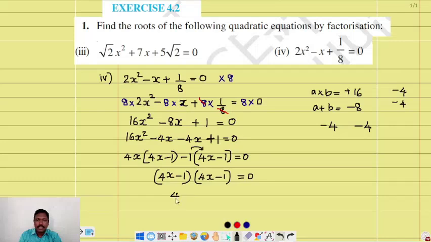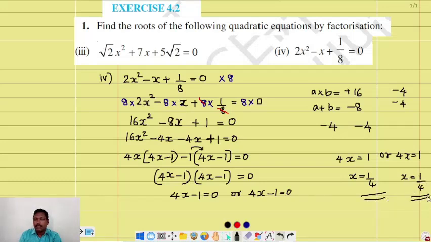So you can say from here 4x minus 1 is equal to 0, or 4x minus 1 is equal to 0. From that you can say 4x is equal to 1, or second one also 4x is equal to 1. So from here x is equal to 1 by 4. From here also we can say x is equal to 1 by 4. So the two values of x are 1 by 4 comma 1 by 4. 1 by 4 and 1 by 4 are the values of x.